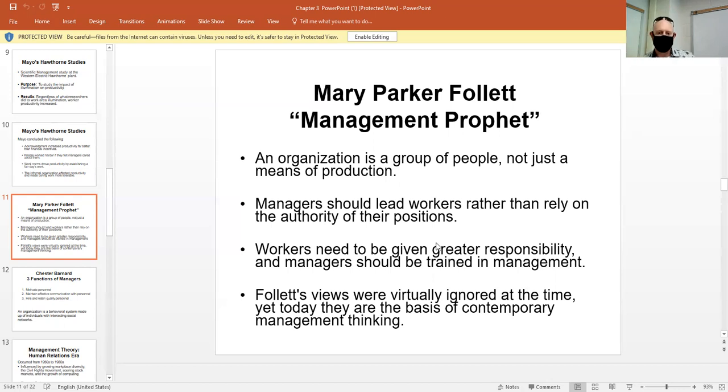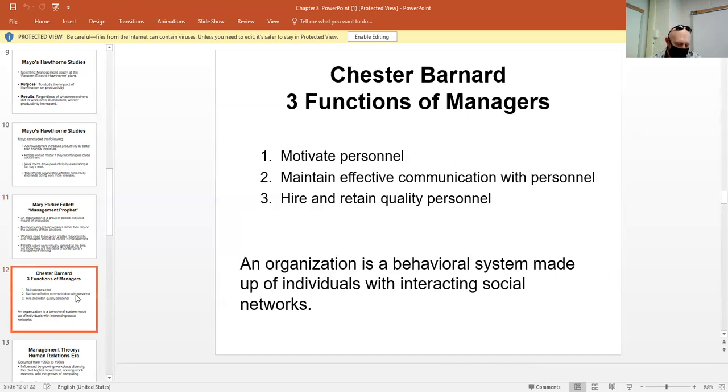Follett's views were virtually ignored at the time, yet today they're the basis of contemporary management thinking. So no wonder I like that so much, because they make a lot of sense in today's world, even though she's from way back.